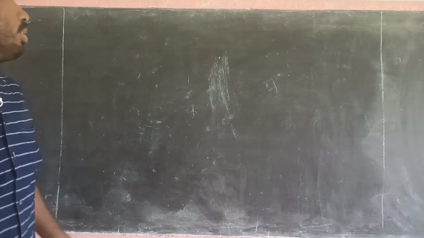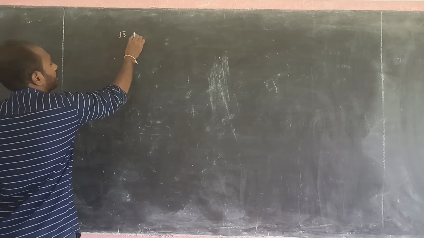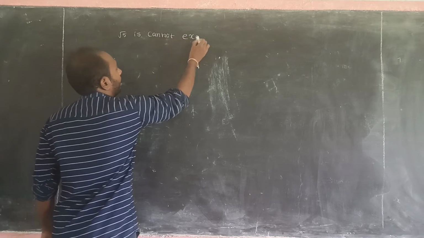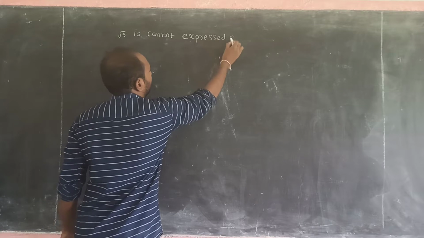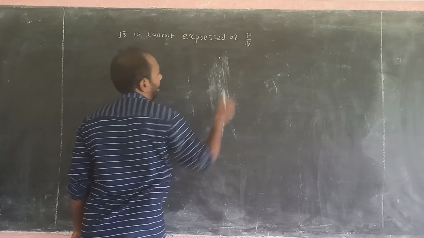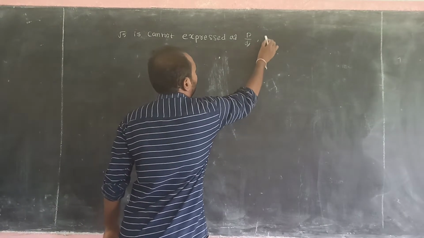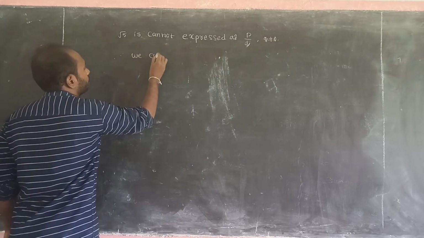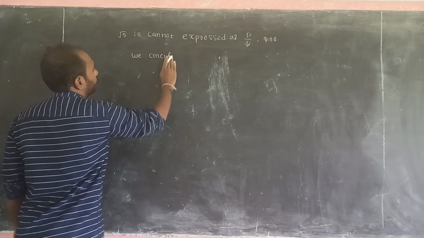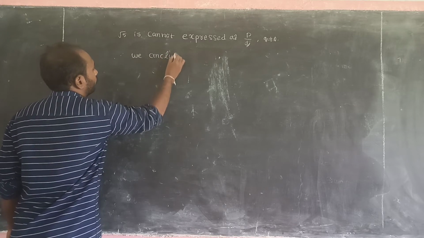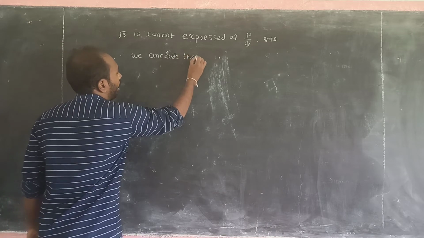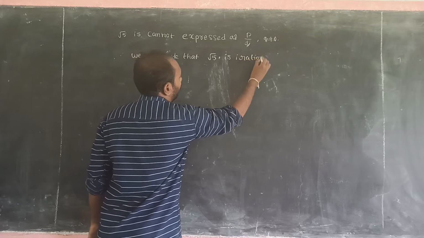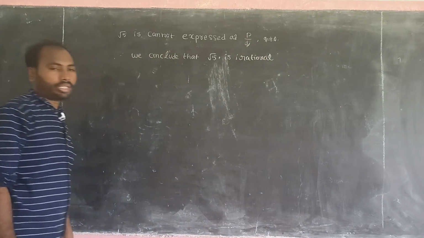So therefore root 5 cannot be expressed as p by q form or a by b form, where q is not equal to 0. Therefore we conclude that root 5 is irrational. Root 5 is irrational. Okay, so very, very important.